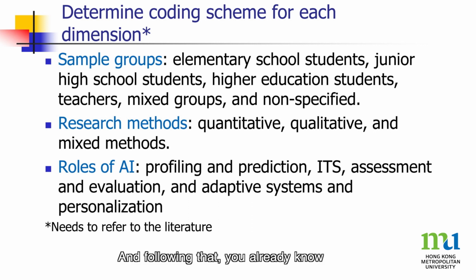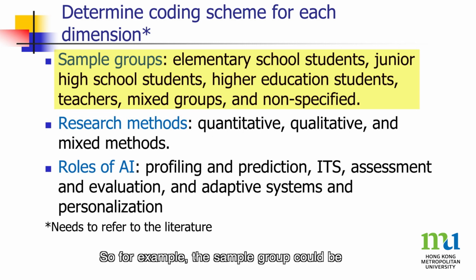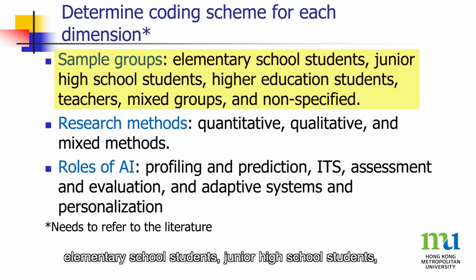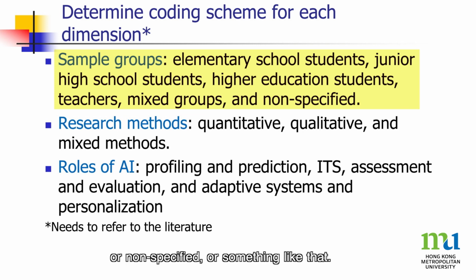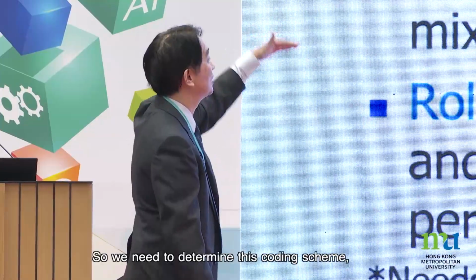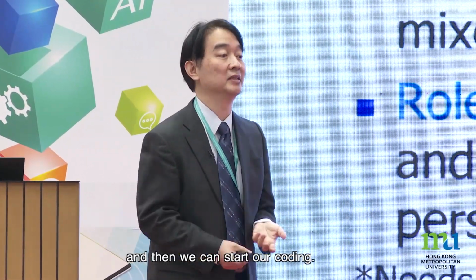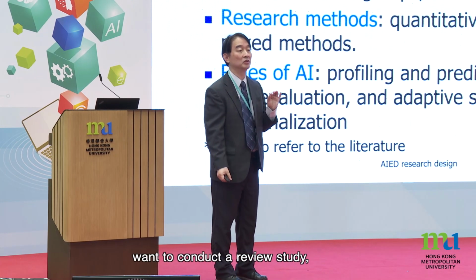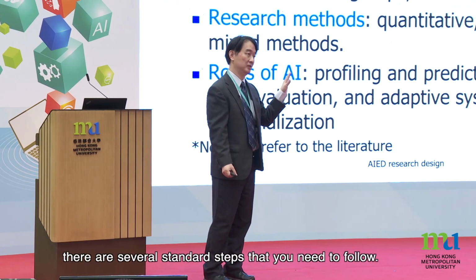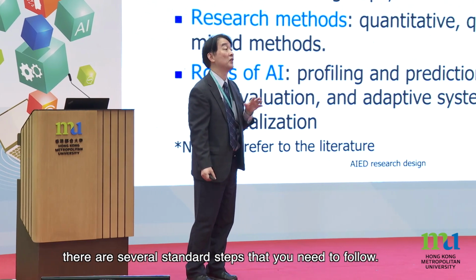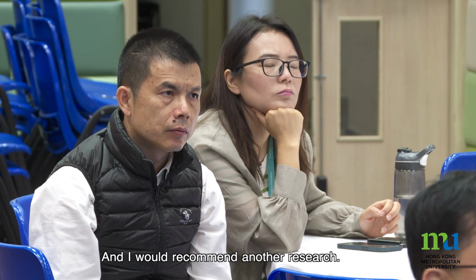And following that, you already know which dimension you need to analyze. Then for each dimension, we need to have a coding scheme. So for example, sample group could be elementary school students, junior high school students, higher education students, teachers, or mixed groups, or non-specified, or something like that. So we need to determine this coding scheme, and then we can start our coding. I just let you know that if you want to conduct a review study, there are several standard steps that you need to follow.